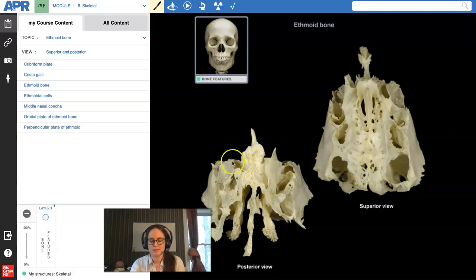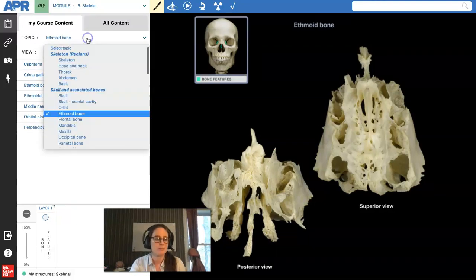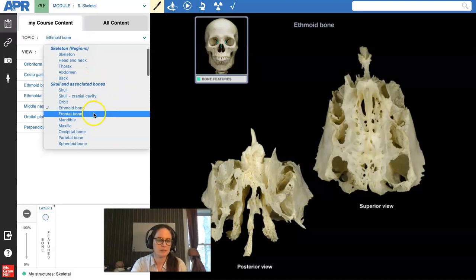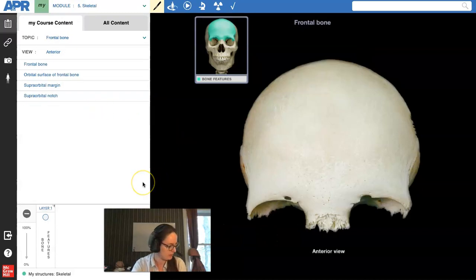Up here, this is inside your cranial cavity, so it's kind of a dividing line there. Okay, let's go specifically to the frontal bone. Nice, completely random order we're going in here. Oh, I think it's alphabetical, that's why. Okay, here's your frontal bone.